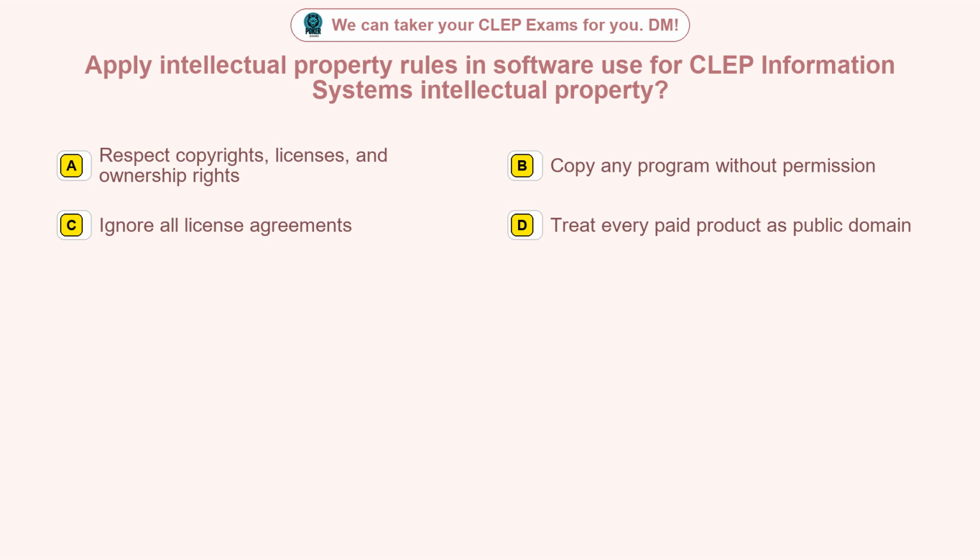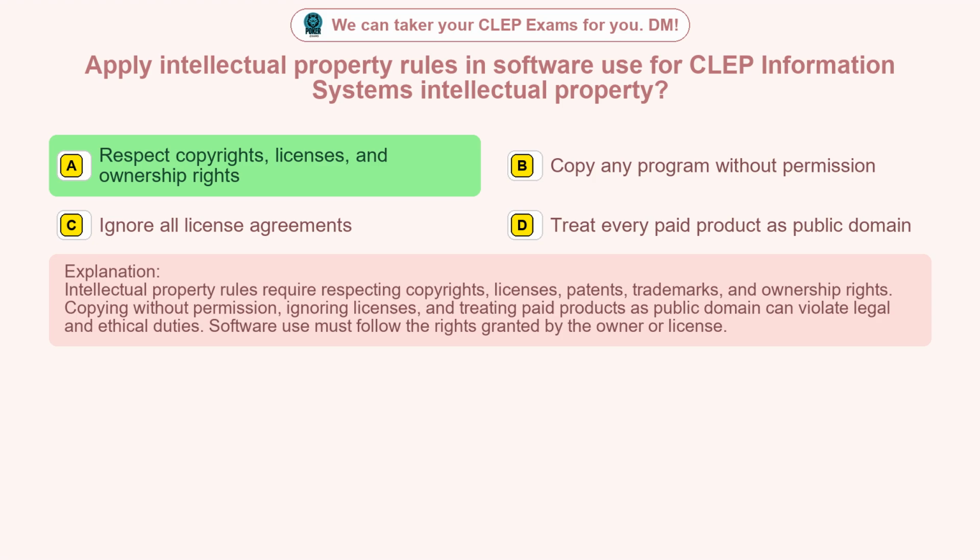Option A. Respect copyrights, licenses, and ownership rights. Option B. Copy any program without permission. Option C. Ignore all license agreements. Option D. Treat every paid product as public domain. The correct answer is option A. Respect copyrights, licenses, and ownership rights.